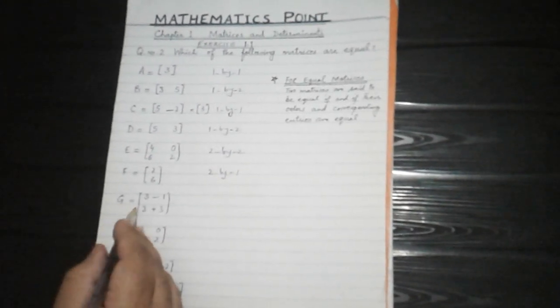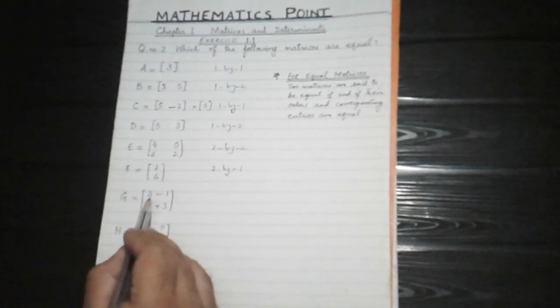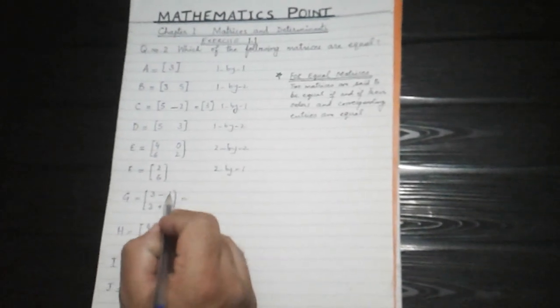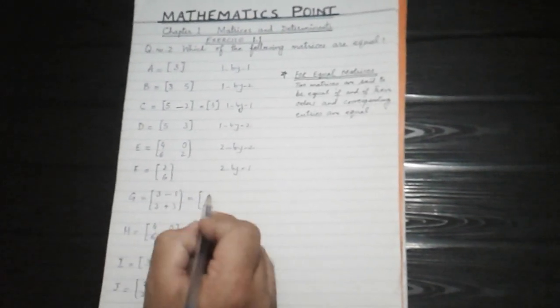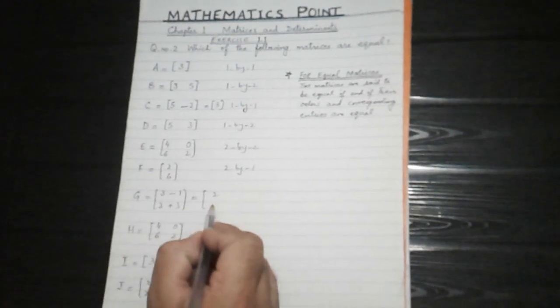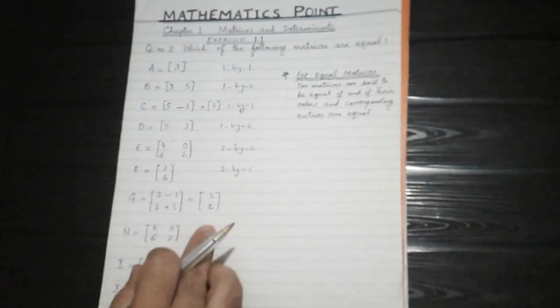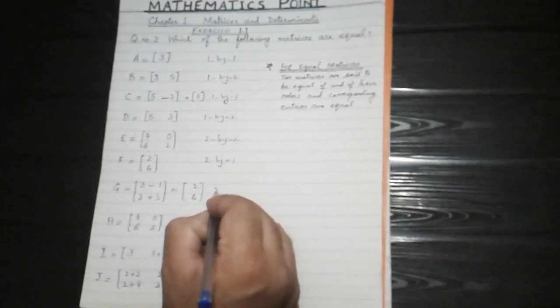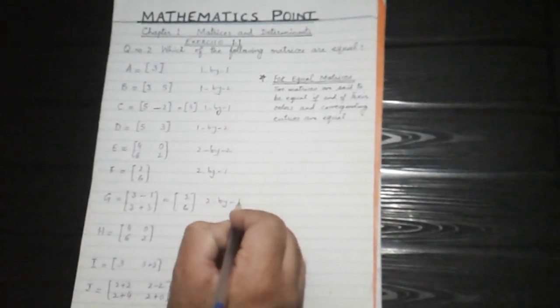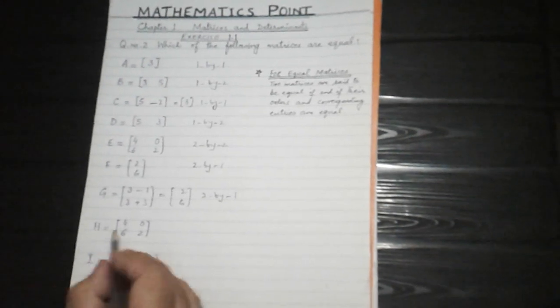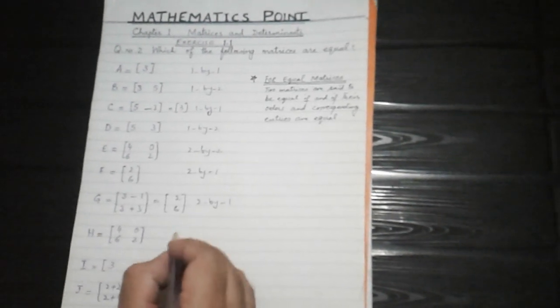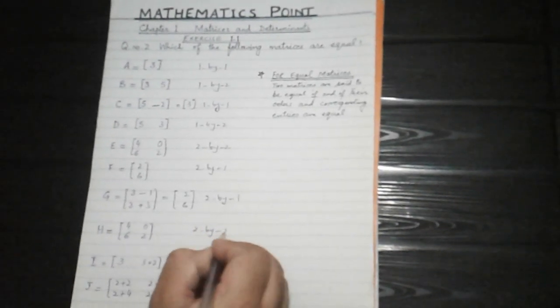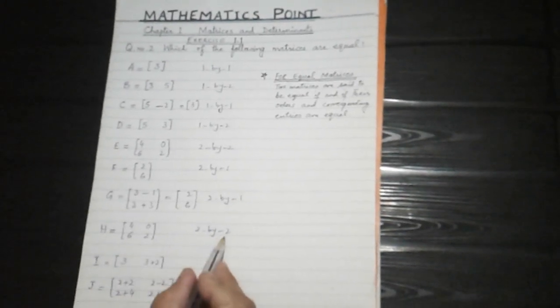And here in G matrix you have to subtract 1 from 3. So 3 minus 1 is 2 and then 3 plus 3 is 6. Now the order of this matrix is: there are two rows and one column. So the order is 2 by 1. In H matrix the order is 2 by 2. It means that there are two rows and two columns.